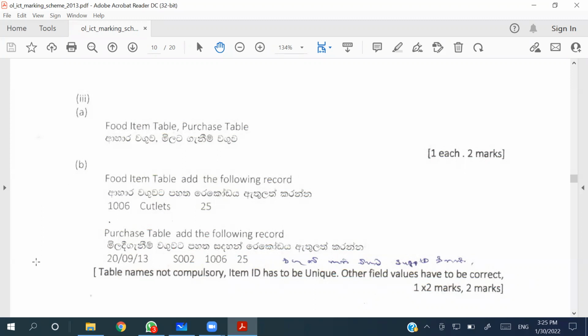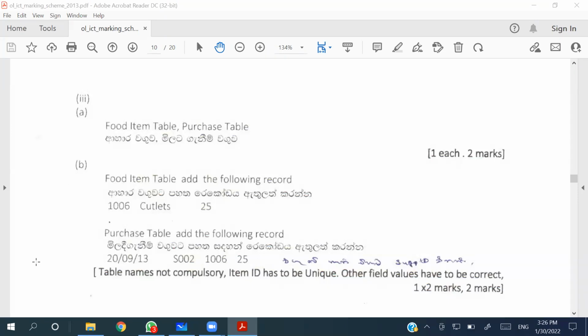Right? So database questions will be like that. So who got 10 out of 10? Oh, great. Great, great people.